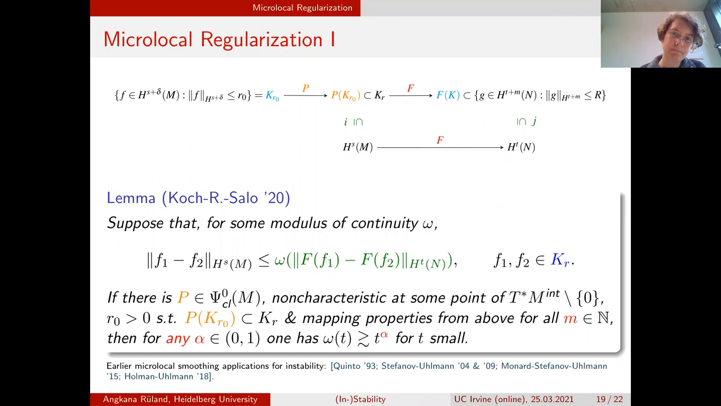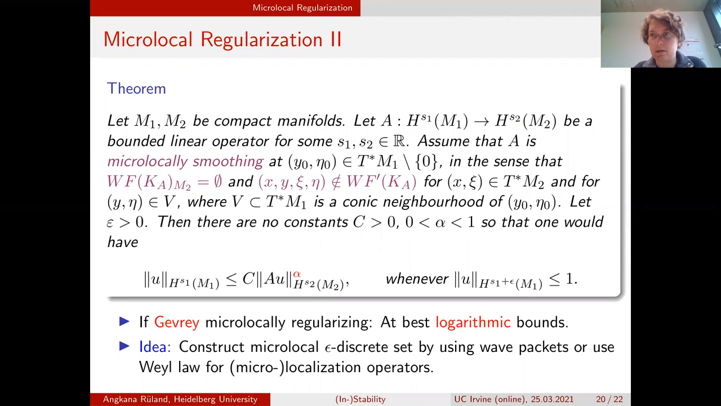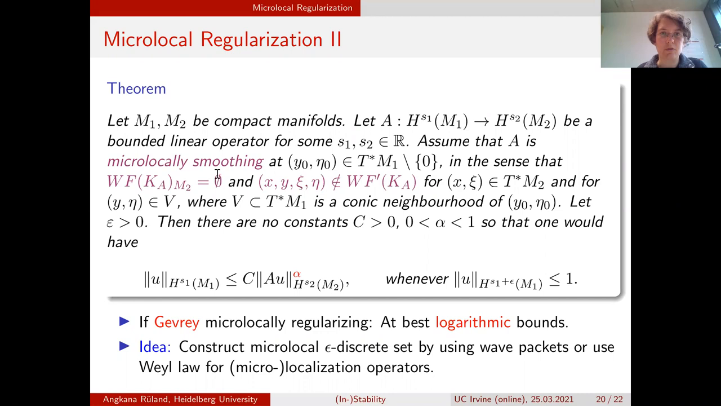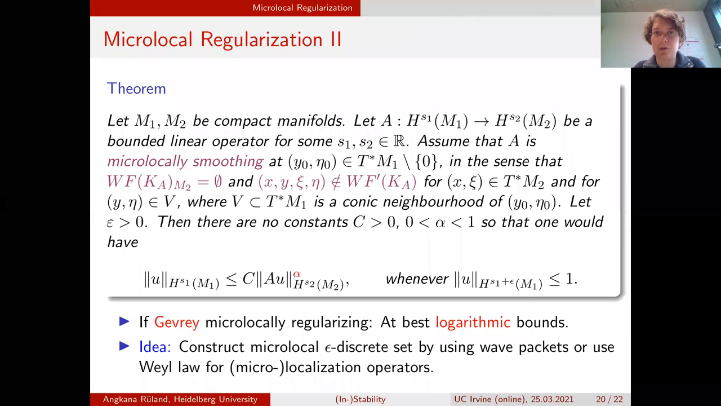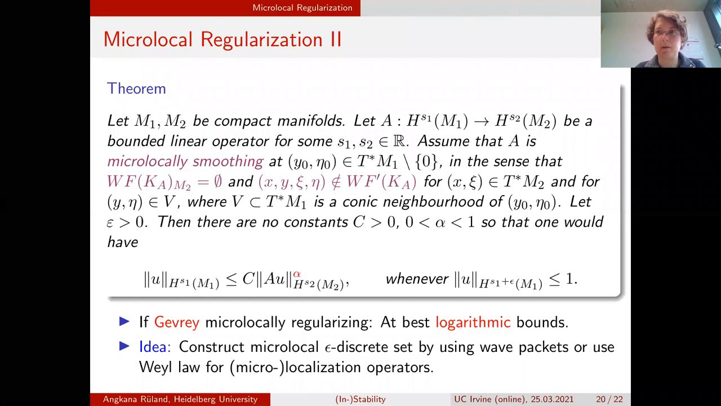Okay, and of course, this can also be rephrased in terms of the operators directly. So this is something that is encoded in the Schwartz kernels of the operators we're interested in. So if we know that we have an operator which is microlocally smoothing at some point, in the sense that the kernel doesn't produce new singularities, and that we control how singularities are propagated, then we can prove, if this is just smoothing in a non-quantitative way, that one has worse instability than any Hölder instability. If one knows a bit more quantitative behavior, say it's Gevrey microlocally smoothing, then one can prove similarly that there are logarithmic instability bounds. And again, the idea is to apply the previous framework in this setting.